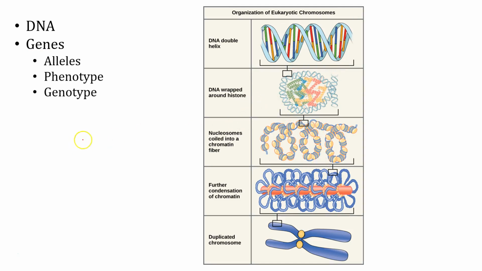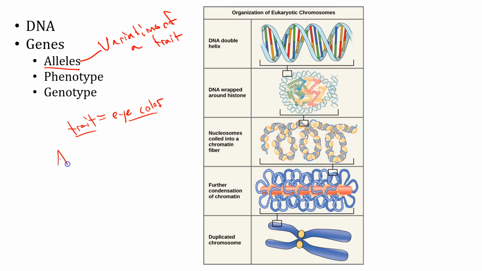Now, when we're talking about genes and genetics and things like that, there's a couple important terms I'll throw up here. Alleles. What these are is variations of a trait. So, for example, a trait might be, let's go with just this standard example here, eye color. All right, that would be the trait, eye color. But in that trait, you could have different alleles of the trait.